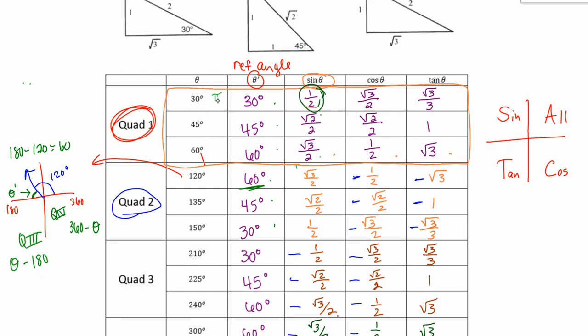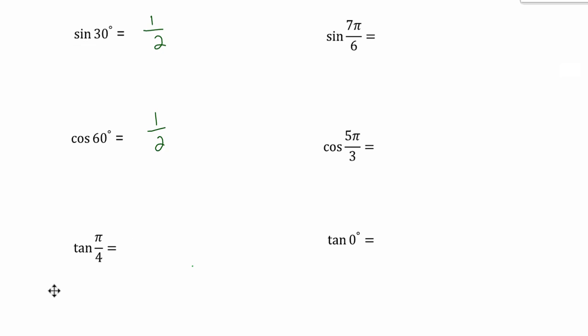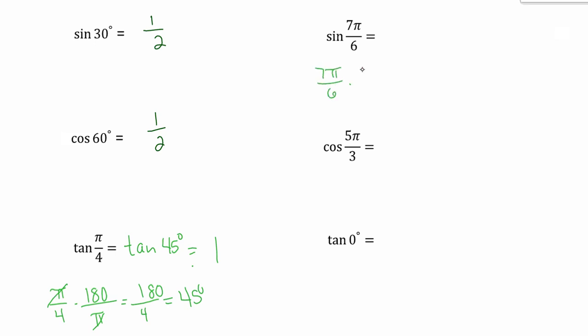So 30 degrees is pi over 6, pi over 4, pi over 3. So when we say tangent of pi over 4, to convert, you take the angle in radians and multiply it by 180 over pi, so the pi's cancel, and we get 45. So this is actually the same thing as the tangent of 45 degrees, and you look on your table and it says it's 1. Okay, 7 pi over 6, again, you would multiply by 180 over pi.